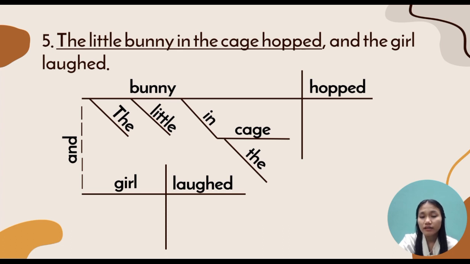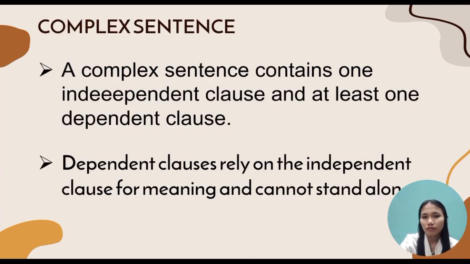And again, the girl is our subject and laugh is our verb, so that is also written below our subject. So always remember that in diagramming a sentence, we are going to make use of the proper way on how to write the words, especially for our coordinating conjunctions, because if you write it wrong, you are wrong.